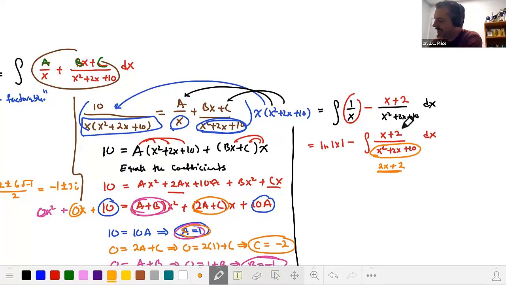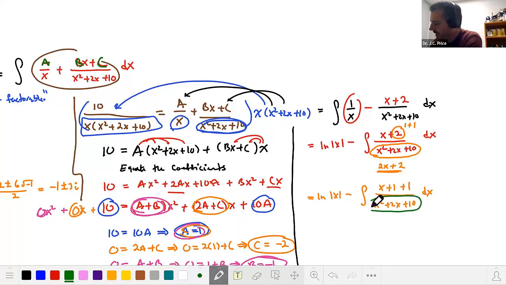So what I can do is I can kind of pull this apart. I can write that 2 as a 1 plus 1. And so I can rewrite this as ln of absolute value of x minus the integral, and I can write this as x plus 1 all divided by x squared plus 2x plus 10 dx. And now I kind of have part of it.